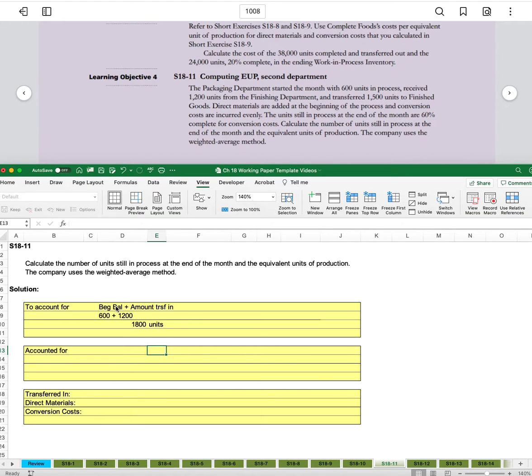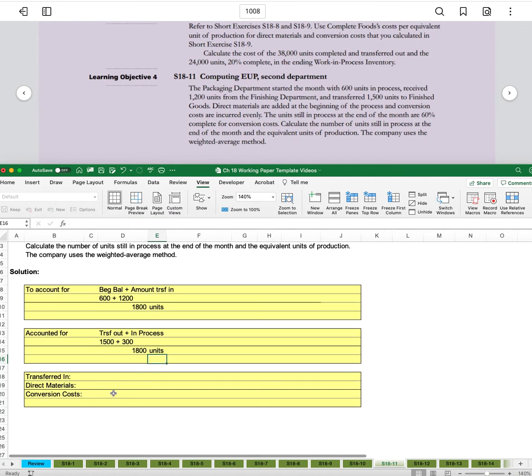And then as far as accounted for, we're looking at transferred out plus in process. So transferred out, we had 1,500 units. Then in process, we had 300 units. And so if we add those together, we get 1,800 units. And that's good because our to account for and our accounted for should both be the same number of units.